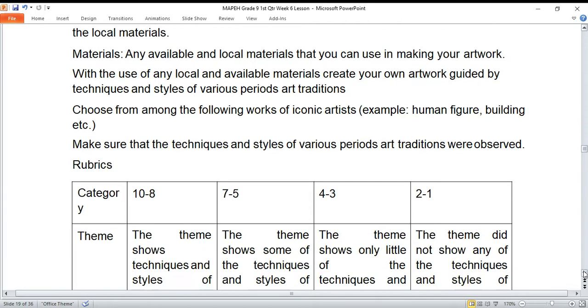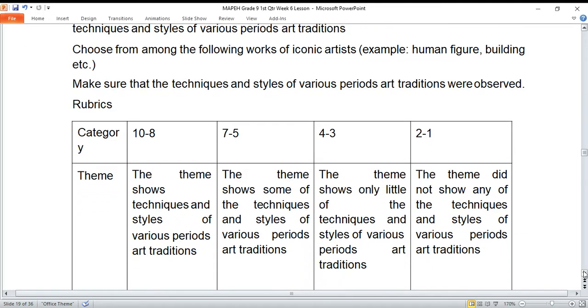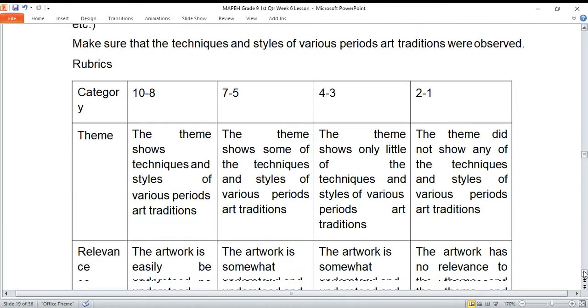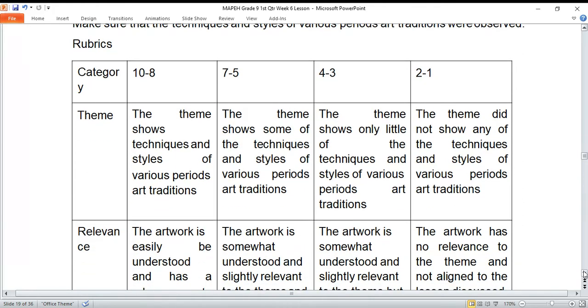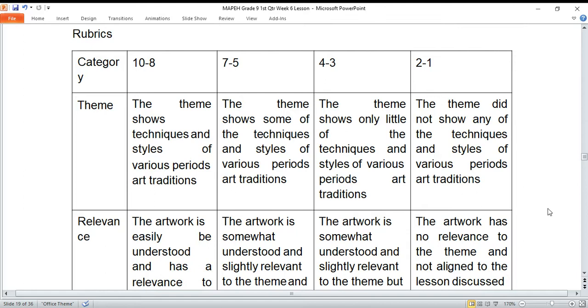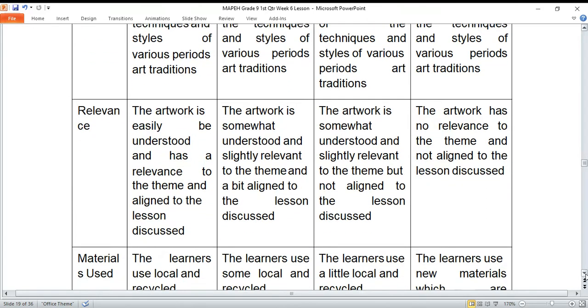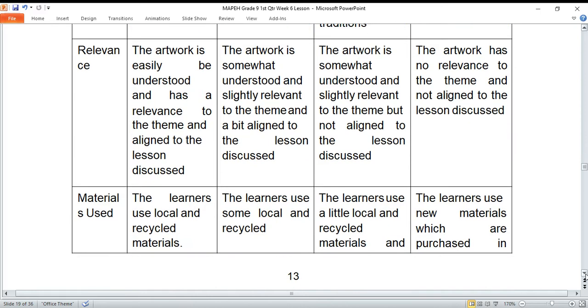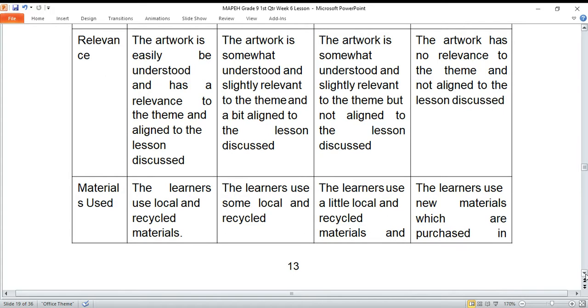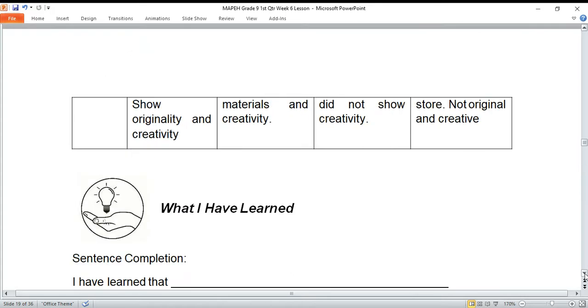So this is the rubric that you can follow to get a high score. Multiply by 5 all the scores that you get for each category. We have teamwork, relevance, and material use. You can pause the video and rewind it so you can read the rubrics.